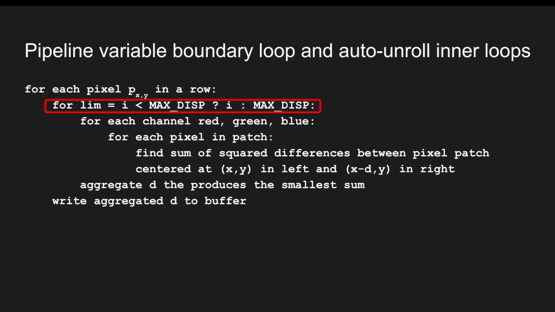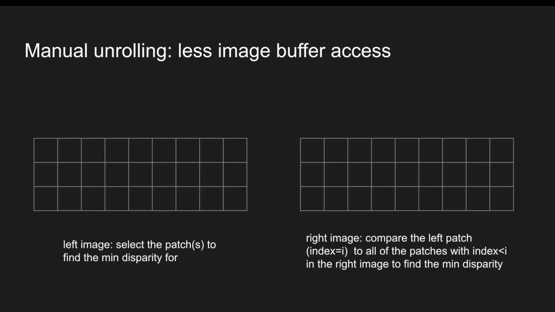The image and disparity buffers are partitioned by rows to give the most optimal initiation interval for the pipelining scheme, which is 2 for our algorithm. The next optimization technique we have is manual unrolling.